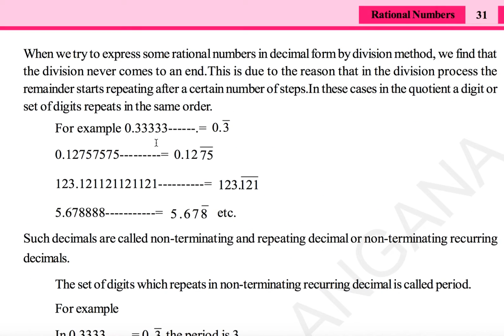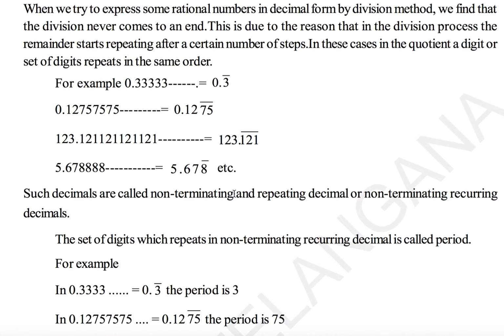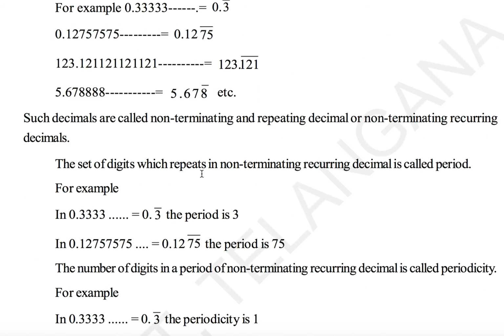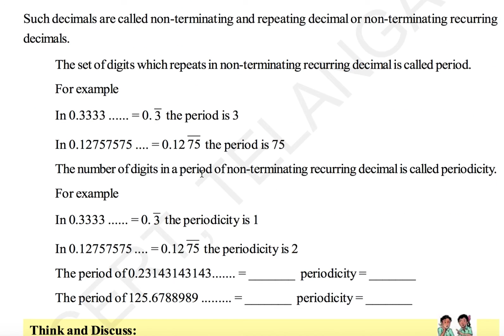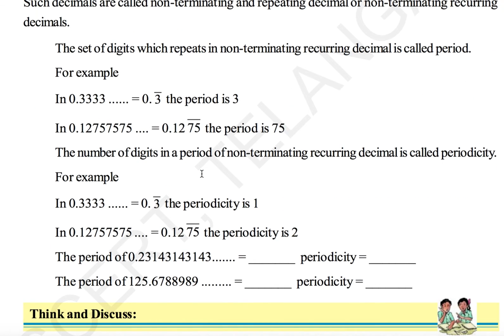Okay, for example, only one digit is recurring, 0.3, or here two digits are recurring, here three digits, here one digit. Such decimals are called non-terminating, and repeating decimals are non-terminating or recurring decimals. The set of digits which repeat in a non-terminating recurring decimal is called the period. For example, here the period is 3, whichever number is repeating, that is called the period. Here the period is 75.